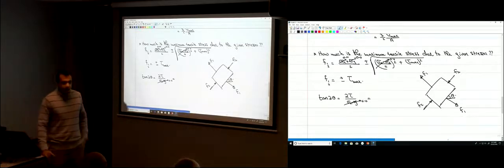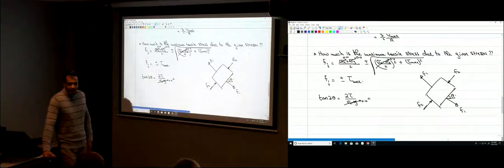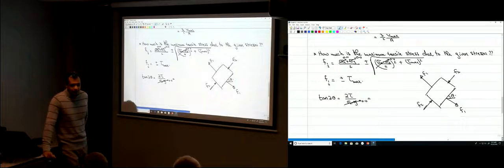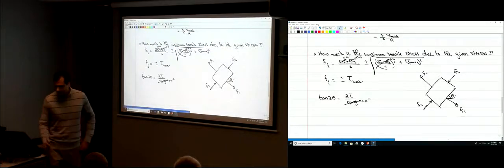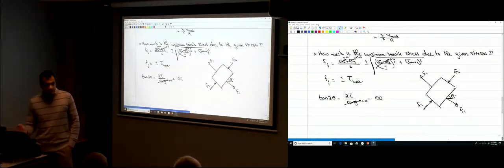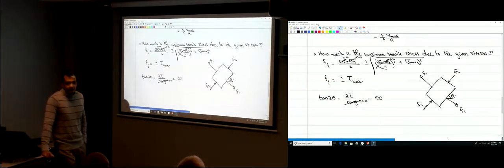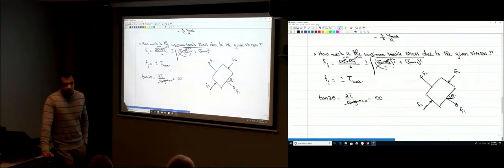So if this is 0, you have tau max divided by 0, which is? 0? No. A number divided by 0. 10 divided by 0 is what? 20 divided by 0 is what? No, not undefined. It's infinity. Okay? So tan 2 theta is infinity. What's the angle whose tan is infinity?